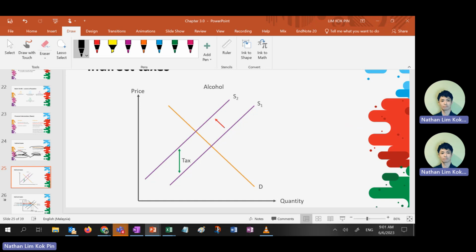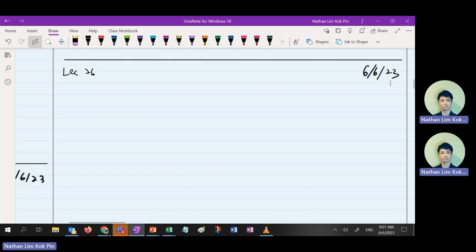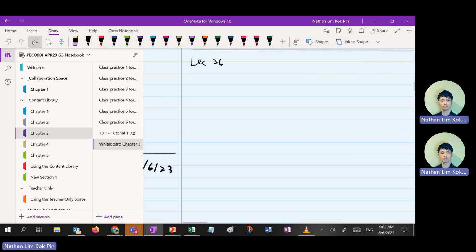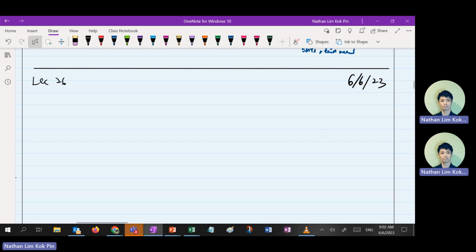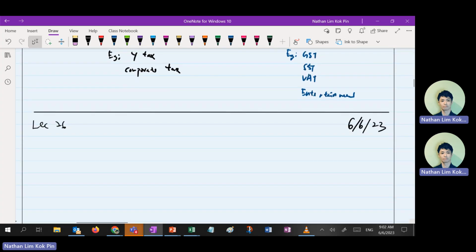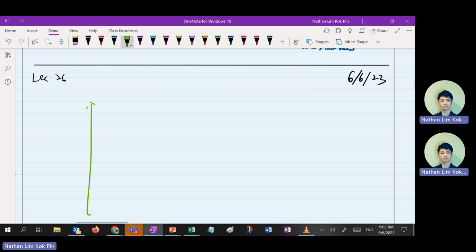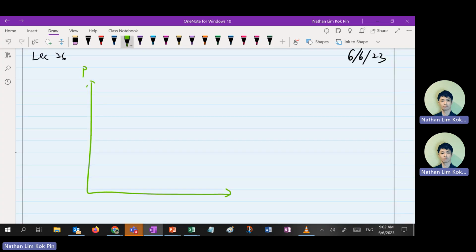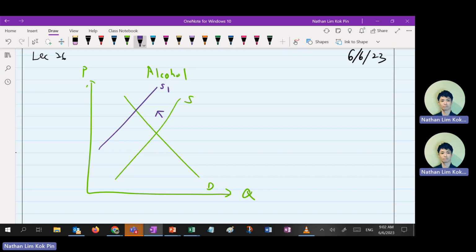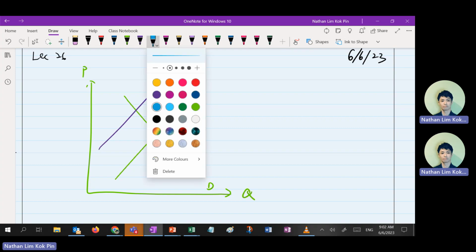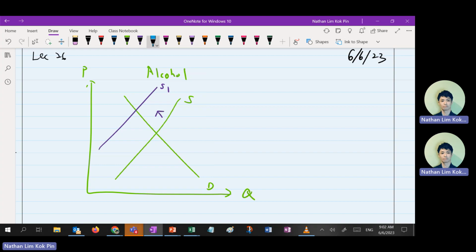Which means, this is my P and Q. This is my alcohol ring, right? This is my demand and supply. When there's a tax, supply will shift to the left. This is what we covered previously in chapter 2. But in chapter 3, we need to add where the tax is. Tax must be, take note, a vertical distance, like that.